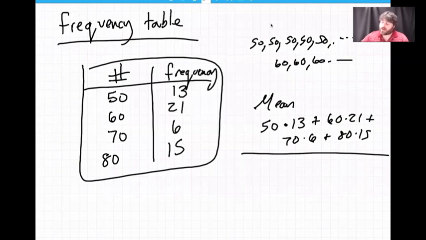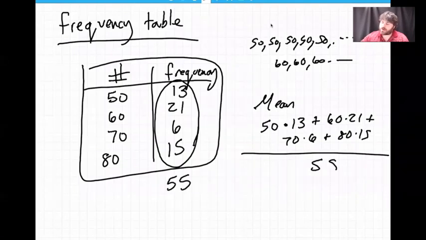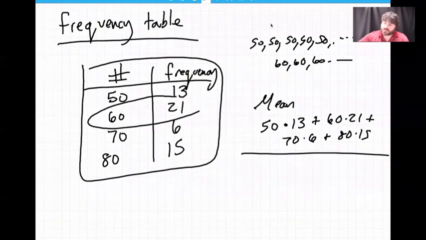Now you do have to know what n is, right? The number of numbers. Well, that's just the total of this frequency column. If you added that up, you get 55. So we divide by 55, and that's going to give us our mean. Okay. The mode is pretty easy. Which of these numbers occurs the most? Well, that's pretty straightforward. 60 occurs the most. It happened 21 times. So 60 would be our mode.